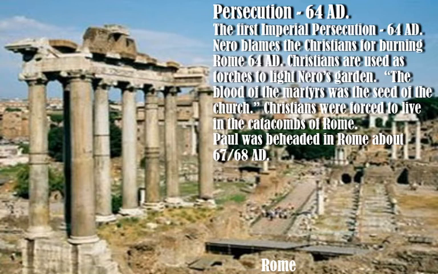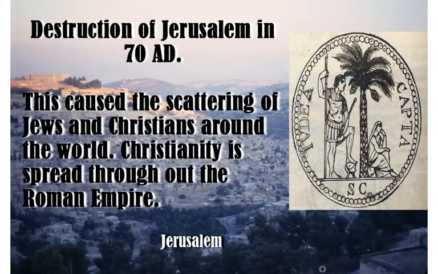It's believed that Nero needed more room, so he had part of Rome burnt, and he blamed it on the Christians. Famous saying, the blood of the martyrs was the seed of the church. Christians were forced to live in the catacombs of Rome. And finally, Paul was beheaded in Rome about 67-68 AD.